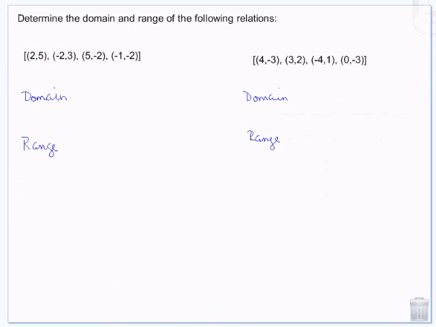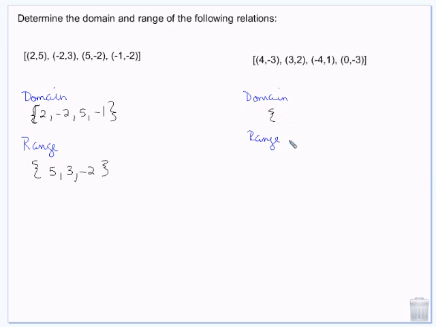We want to list the x's and we want to list the y's, but we only want to list each one once. So the domain is 2, -2, 5, -1. And I usually just put brackets around it or braces. And then the range is the y, so 5, 3, -2, and then -2 is again, so we only list it once. Because each number is just itself.